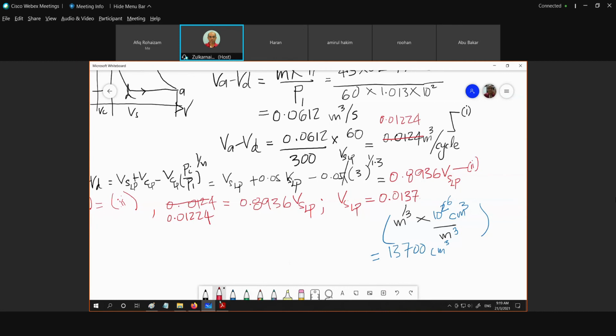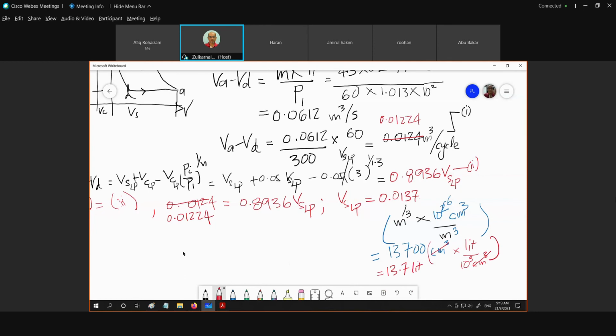Saya nak tahu dalam liter. Macam mana? Bagi 1000. Yeah, 1 liter is equal to 1000 centimeter cube. Okay, so berapa liter? Bagi 1000 dapat 13.7 liter. Ini dalam liter. Okay, ni dalam pelbagai unit lah ya.